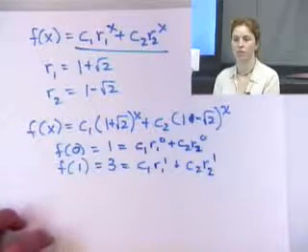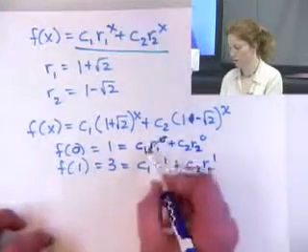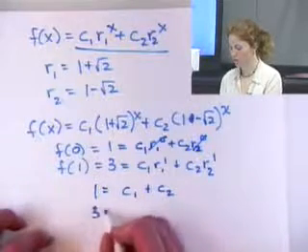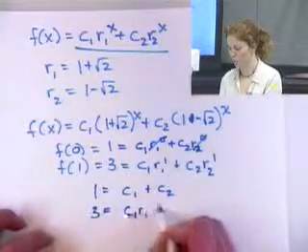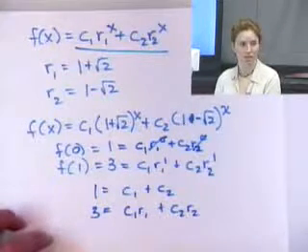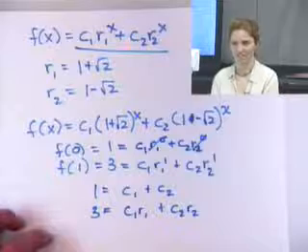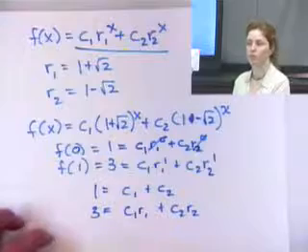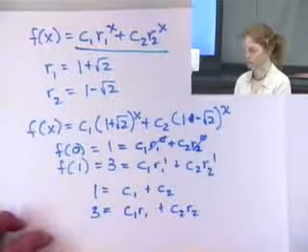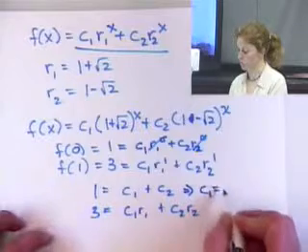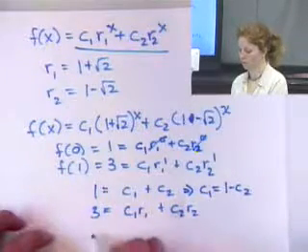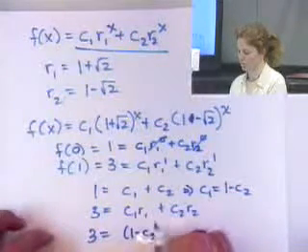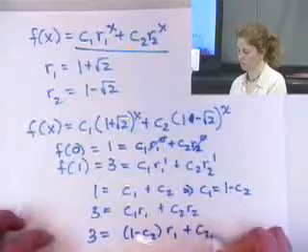But anything to the 0 is equal to what? 1. So these I can cross out. So 1 is equal to C1 plus C2. And 3 is equal to C1 R1 plus C2 R2. It looks a lot better and easier to digest. So now we have to solve for C1, and then we'll plug in that value for C1 into the other equation. So from here, C1 is equal to 1 minus C2, and we can plug that into the second equation. We get 3 equals 1 minus C2 times R1 plus C2 times R2.